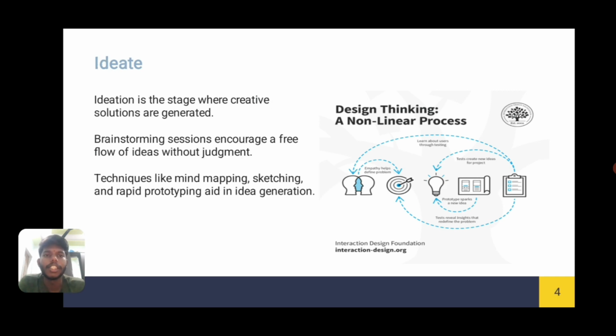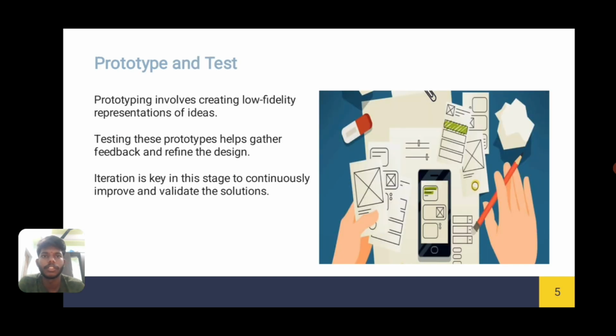Ideate. Ideation is the stage where creative solutions are generated. Brainstorming sessions encourage a free flow of ideas without judgment. Techniques like mind mapping, sketching, and rapid prototyping aid in idea generation.